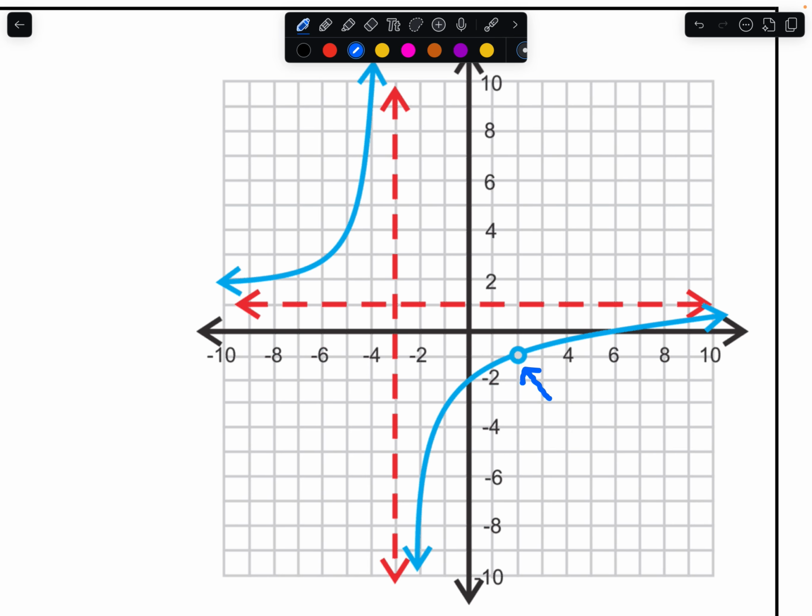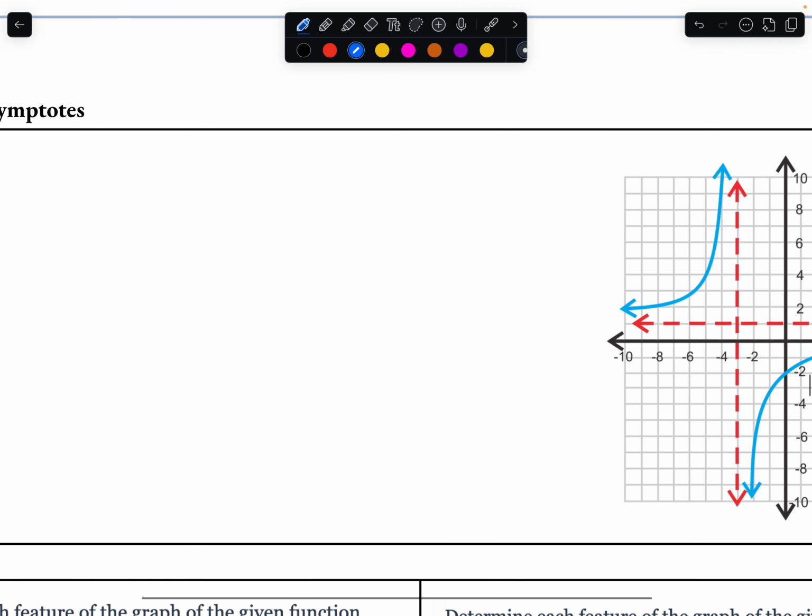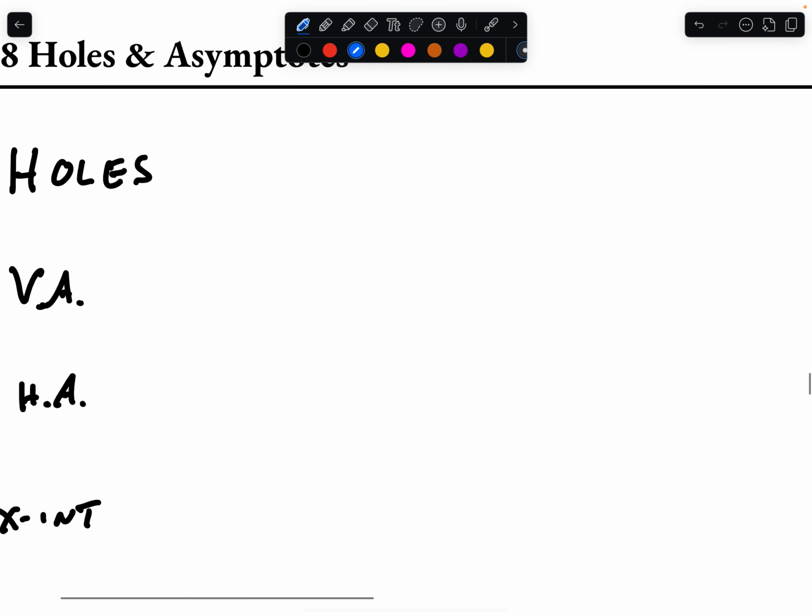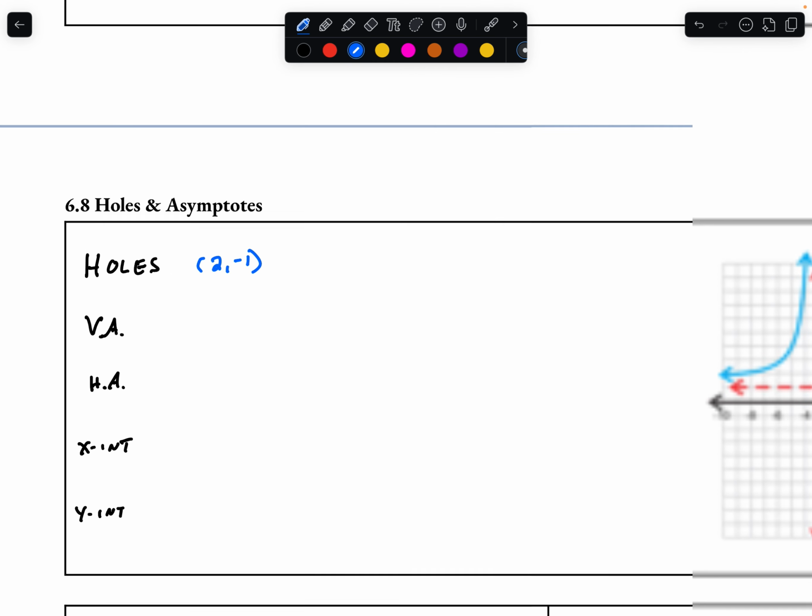What is that point? You see that's an open circle. That means the graph does not exist right there. So you can say that this graph has a hole at the point 2 comma negative 1, right?